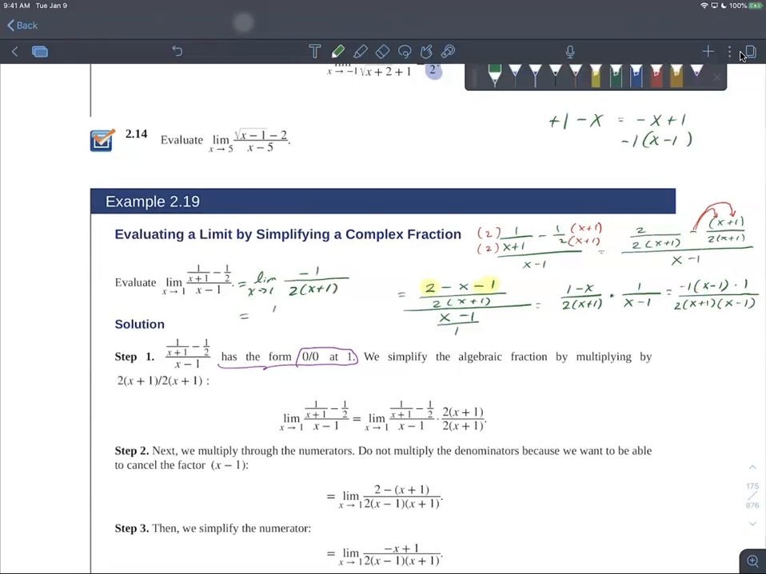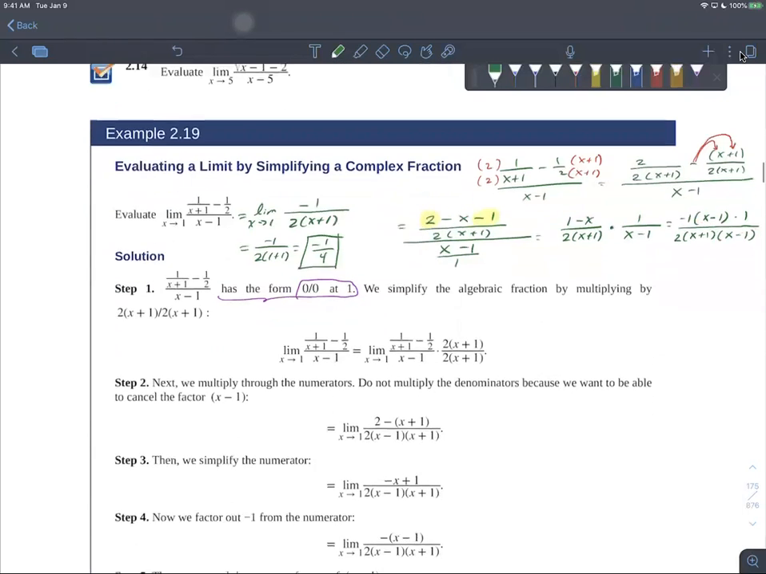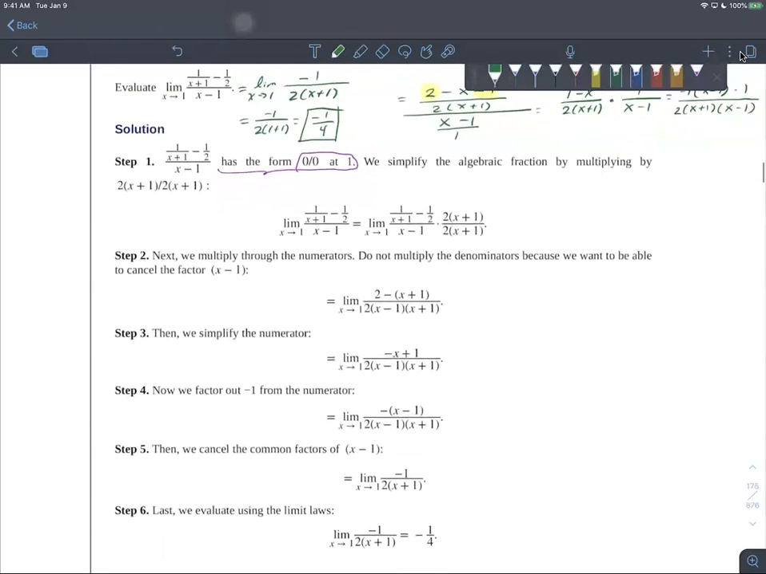This is equal to -1 over 2 times 1 plus 1. This is -1 over 4. Our answer is -1/4. Let's check the answer. Yes, that is the answer. Let's just read through it quickly and we will stop.